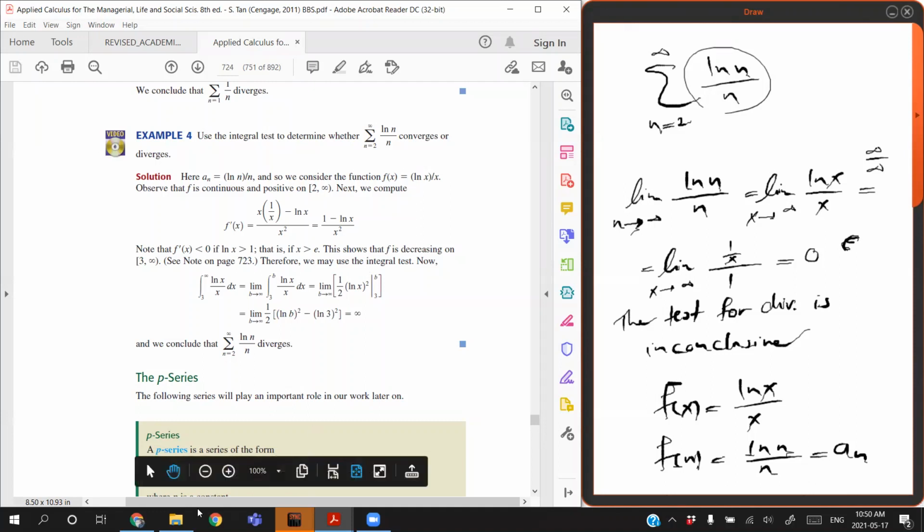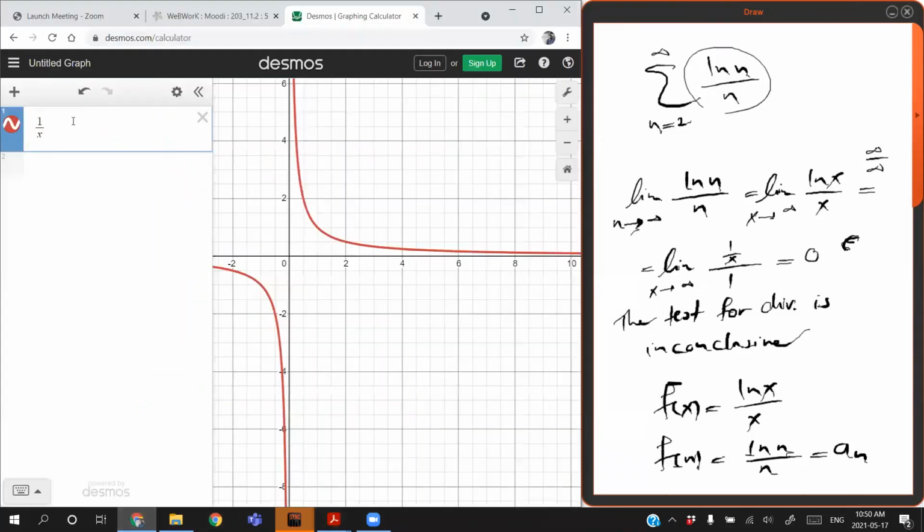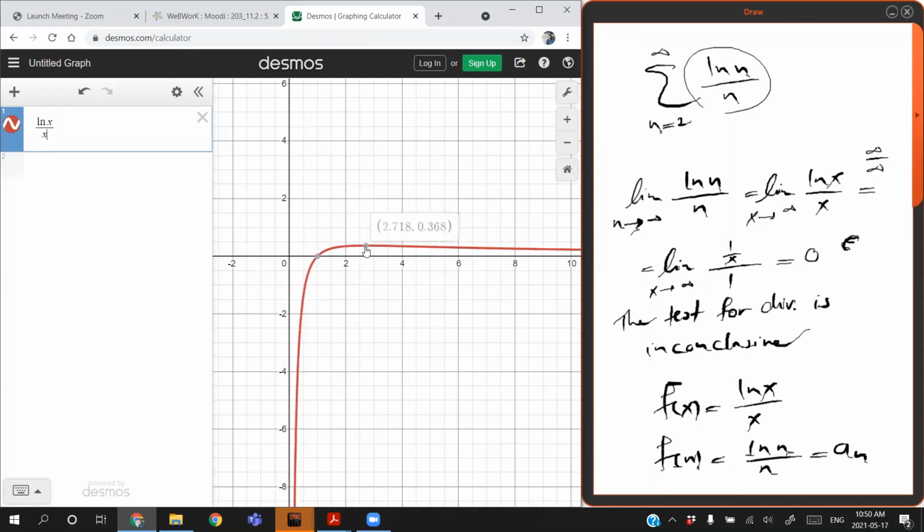I can actually try to graph it. Ln of x over x. Exactly at e, you're going to have a local maximum and an absolute maximum for this function. Right after that, it's going to be decreasing. So from here on, it's decreasing, positive, and continuous. It has all the conditions of the integral test.